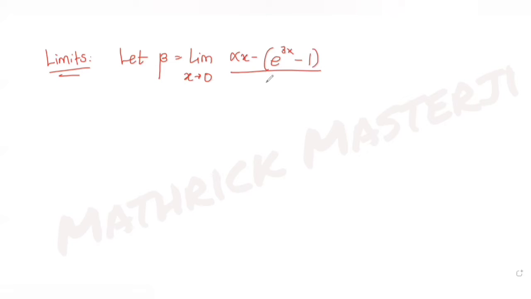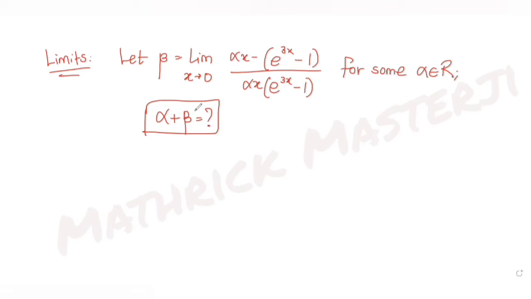Let's see today's question. Today's question we are taking up from the topic of limits. The question tells us: let beta be equal to the limit as x tends to 0 of (alpha x minus e raised to 3x minus 1) divided by (alpha x into e raised to 3x minus 1). That's the entire value for beta, and it is valid for some alpha which belongs to the real numbers. The question asks us to find the value of alpha plus beta.